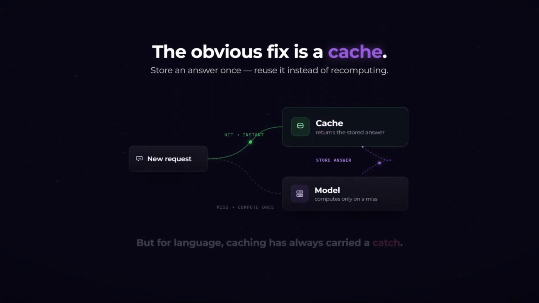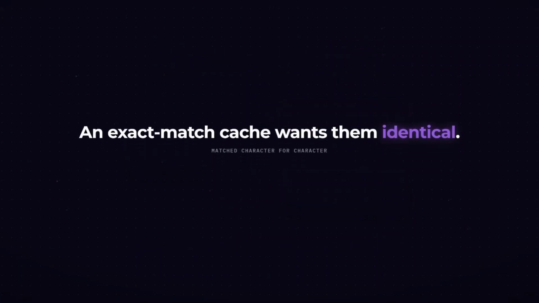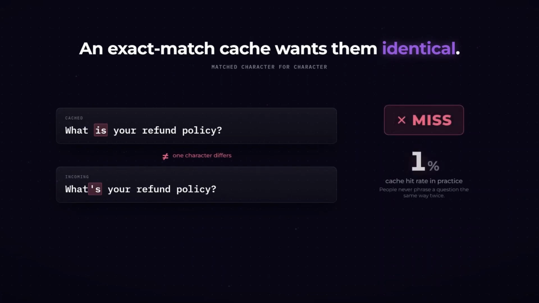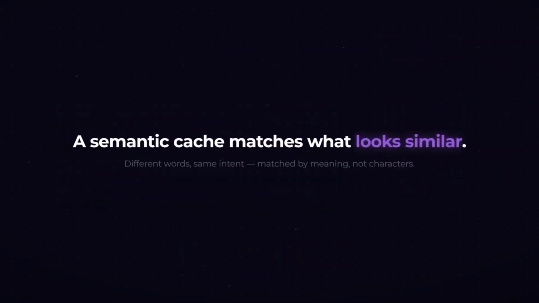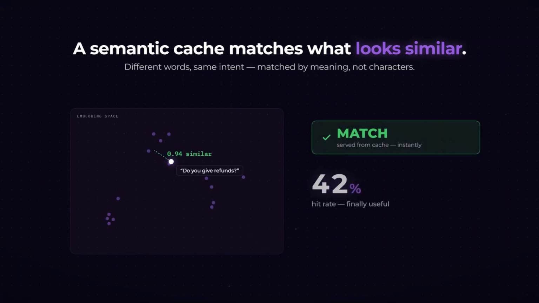Store an answer once, reuse it. But for language, caching has always carried a catch. Take an exact match cache. It only reuses an answer when the new request is identical to an old one, right down to the character. But people rarely ask the same question the same way twice, so it almost never finds a match, safe but close to useless.